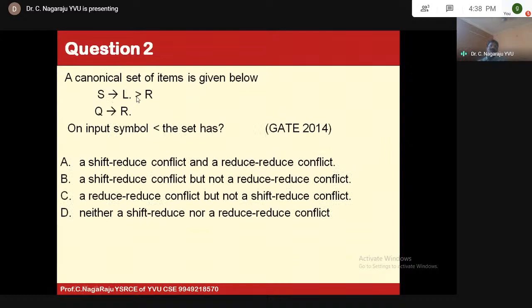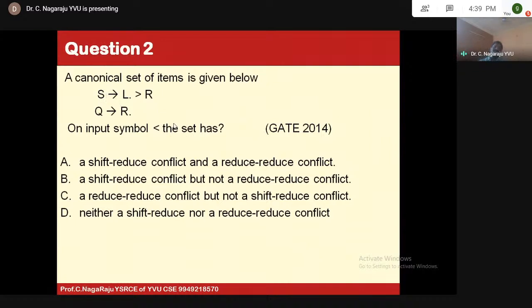Suppose you take the canonical set of items that is given. In the grammar we are given the greater than symbol, but in the output symbol we are asking for less than. That's why the answer is D. That means the less than symbol is not included in the grammar. You see that?